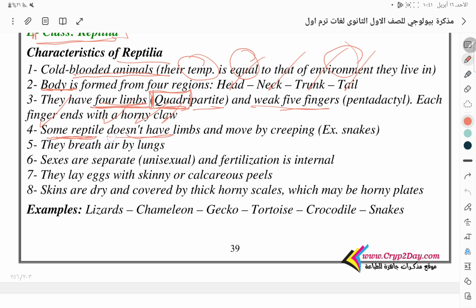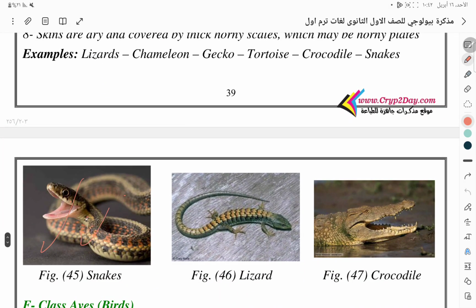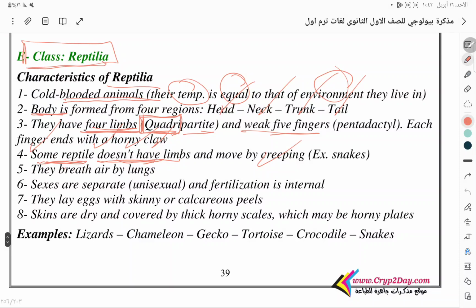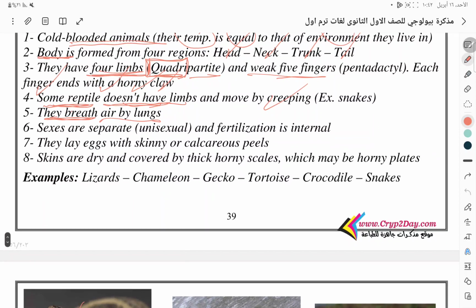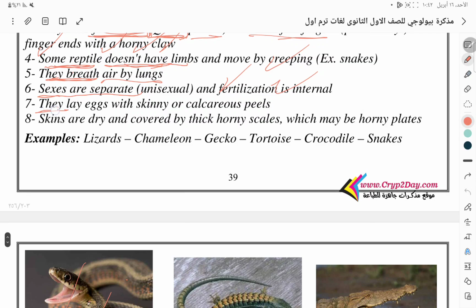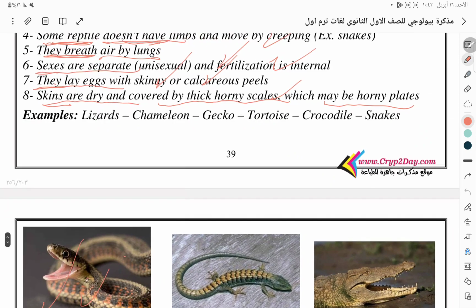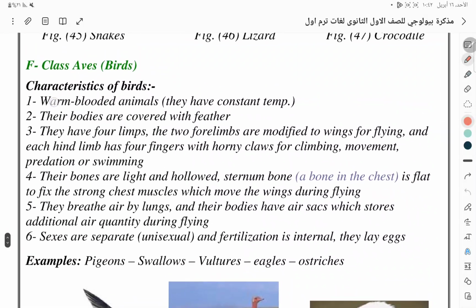Some reptiles don't have limbs and move by creeping. They breathe air by lungs. Sexes are separated and the fertilization is internal. They lay eggs with leathery shells. Their skin is dry and covered by thick horny scales. Examples: lizard, crocodile and snake.